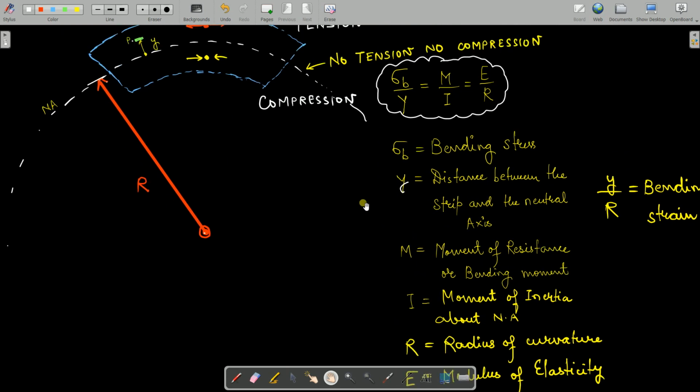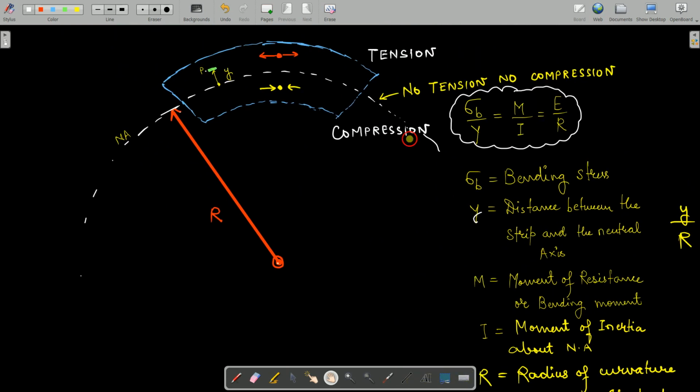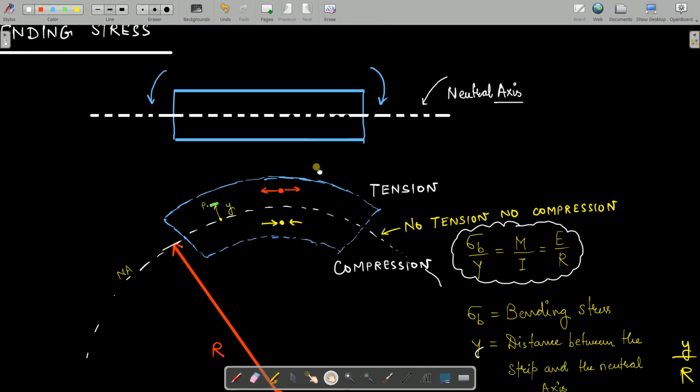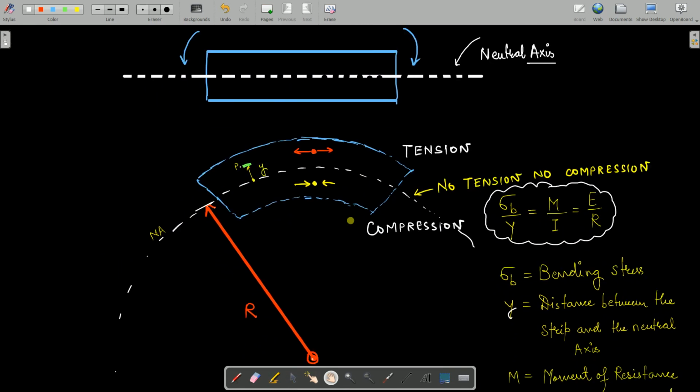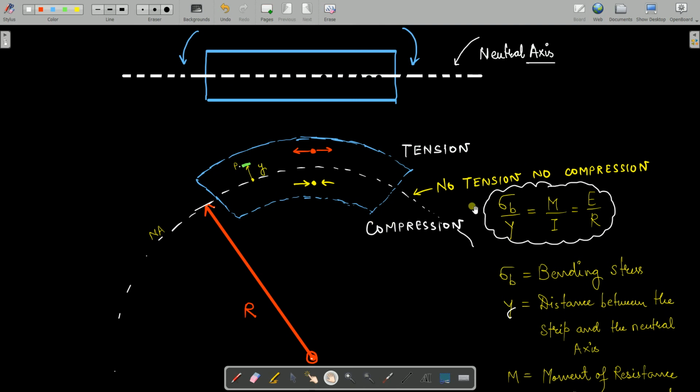Here you don't have to worry from where all these relations came. We will explain this in more detail when we enter the bending chapter, but for the time being, for your overall picture, you just need to remember this much. Another important thing you should remember is that along the neutral axis there is no tension, no compression. There is tension on the top side and compression on the bottom side.